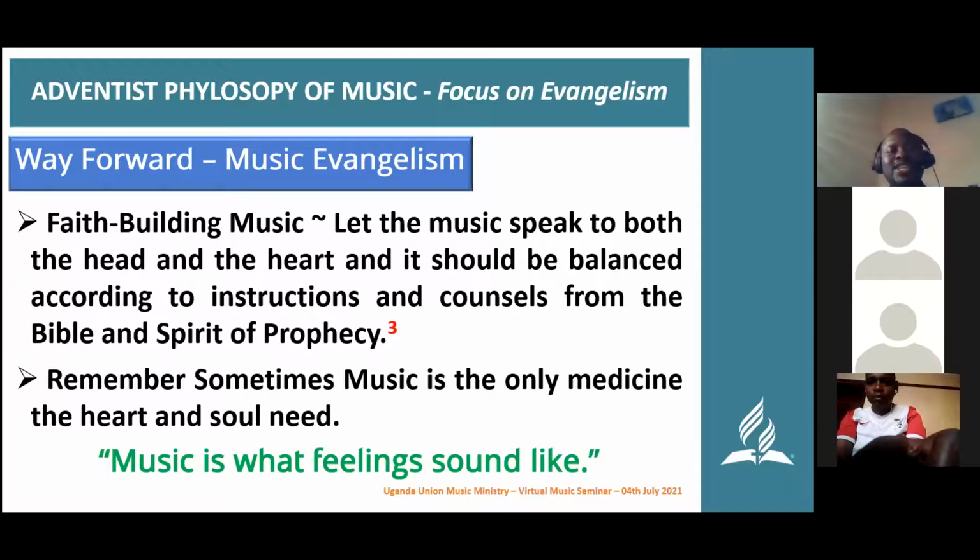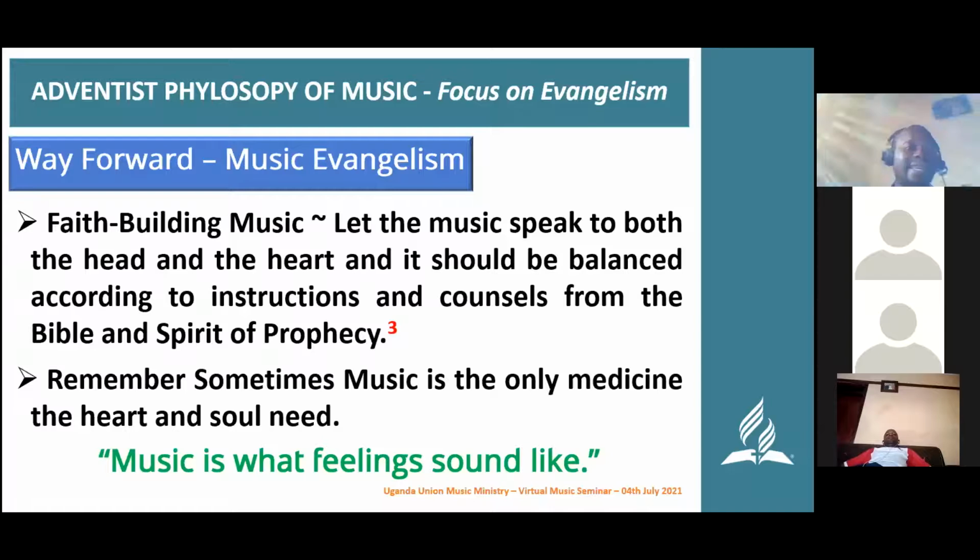If it's only speaking to the head, yes, the body will be happy, but then people will lose out and we will not be doing our job of the Great Commission to get the message to the entire world. So please ensure that the music is faith building. It's building the people's faith. It's giving them hope. It's showing them Jesus, and they should be able to accept him as their personal savior.